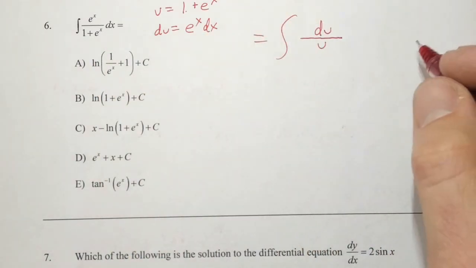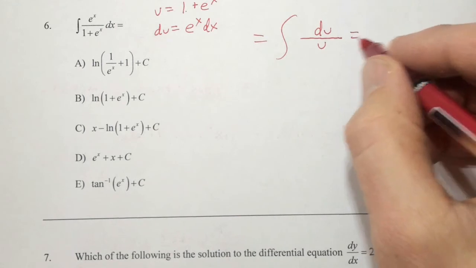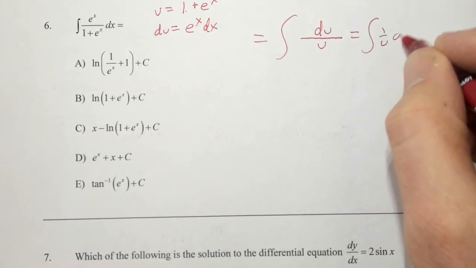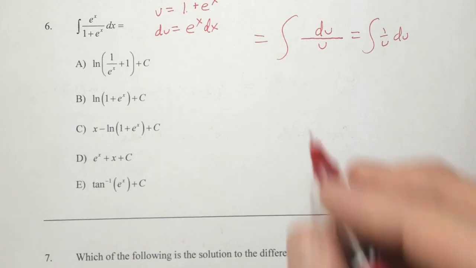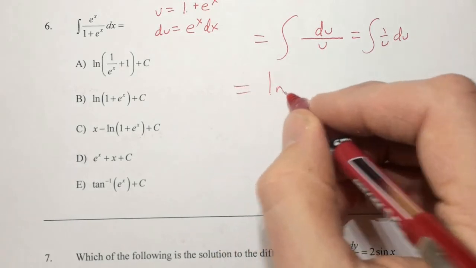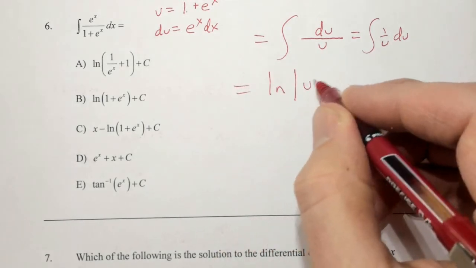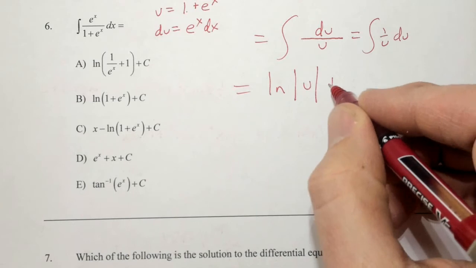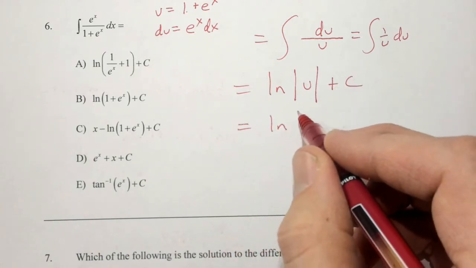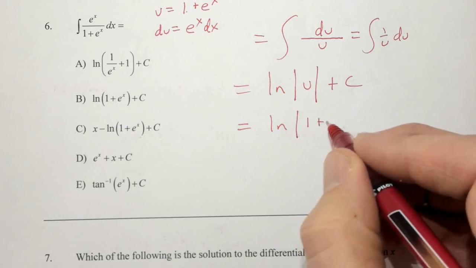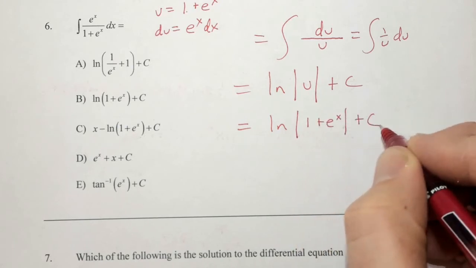This is our classic natural log antiderivative. You could also think of this as 1 over u du, if that's preferred, and that looks just like our 1 over x dx, which again leads us to the natural log as we do our antiderivative. So we have natural log, absolute value of u plus c, and that means we have the natural log of the absolute value of 1 plus e to the x plus c.